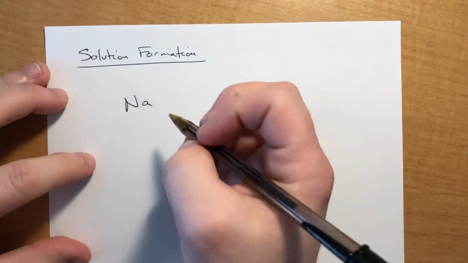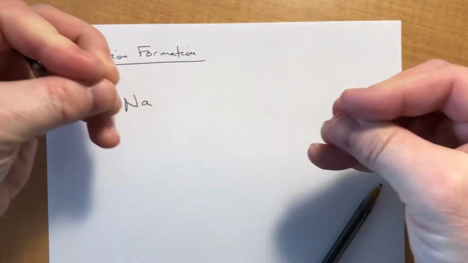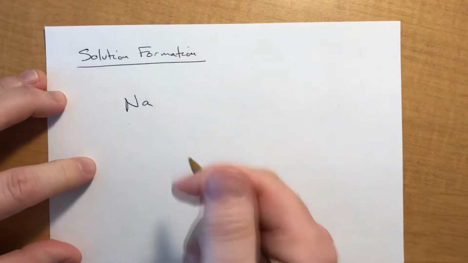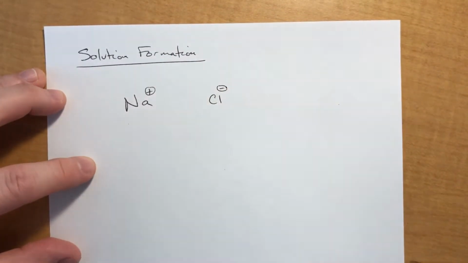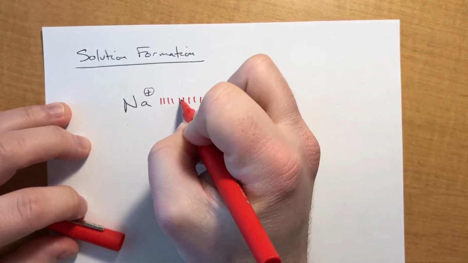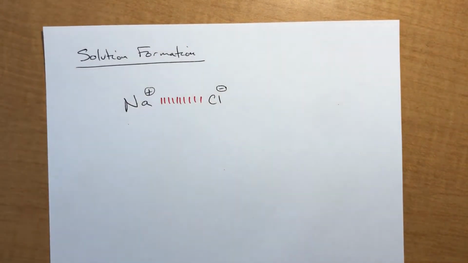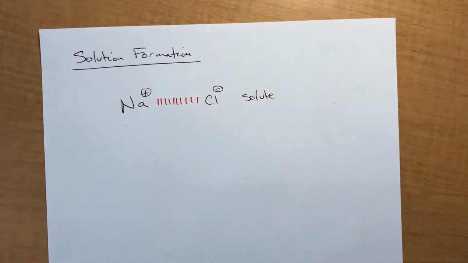The first thing is that the solute molecules will have to overcome their intermolecular forces. Sodium is positive, chlorine is negative. There is a very strong interaction between those. So for the solute, you have to overcome some sort of force. You're going to have to put energy into this.